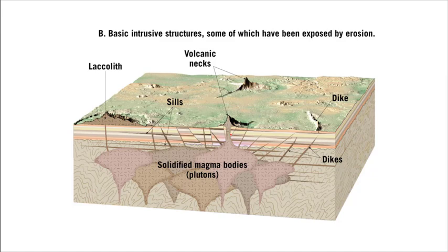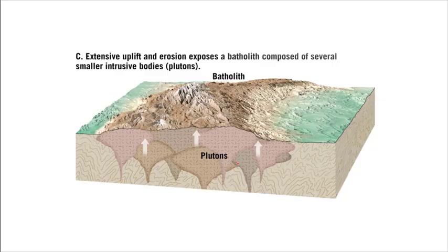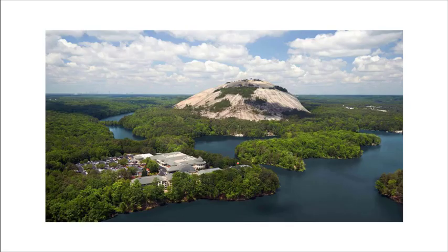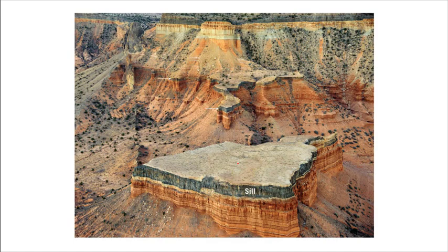And so dikes are running across the country rock, and they frequently stick up and make these walls in the landscape. And then sills are running in between the layers of country rock, and they end up looking, let me show you, like that. Where you have this sedimentary rock, and then there's a layer of basalt squeezed in, because there should be more sedimentary rock on top of this.